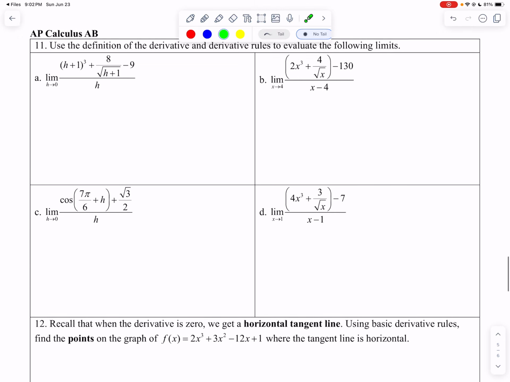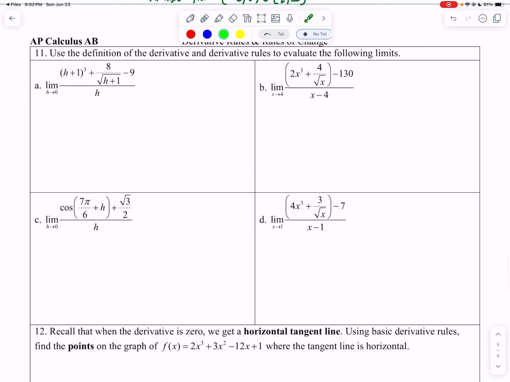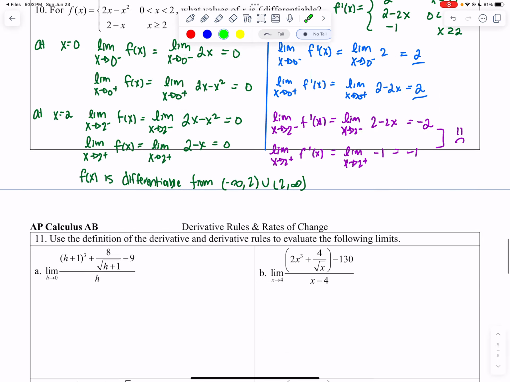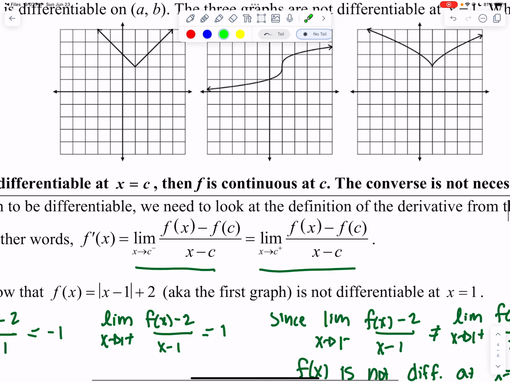All right. What we're going to do now is use the definition of the derivative and our derivative rules to evaluate the following. Now, remember that we had two definitions of the derivative. We had the difference quotient, and then we had the derivative at a point. So we got to figure out which one is what.